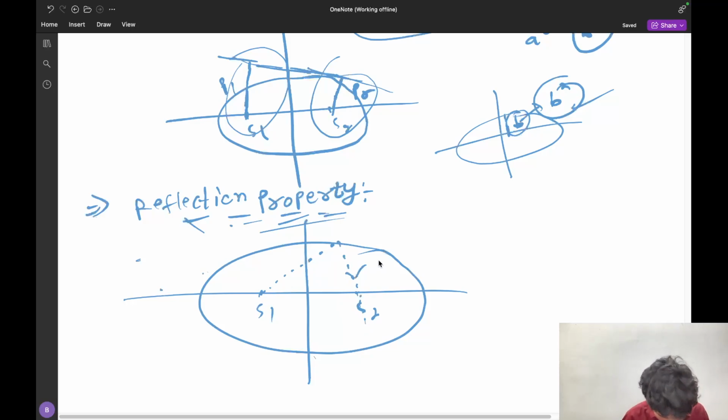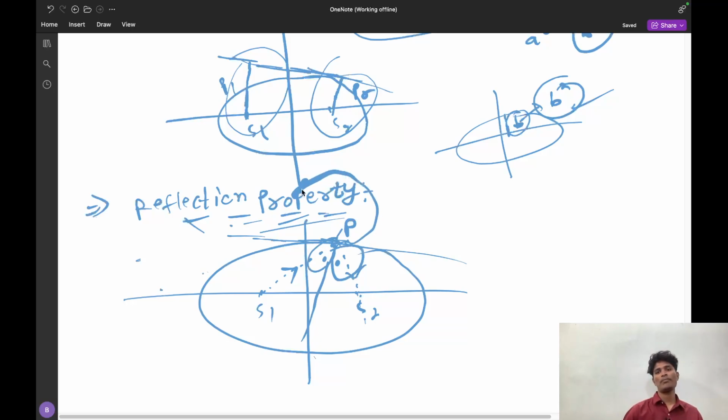Yes, this is the main thing. And they are saying that the tangent and normal at the point P on the ellipse bisect the internal and external angles between the focal distances of P. This is P, and this tangent and the normal are bisecting the angles between these lengths.